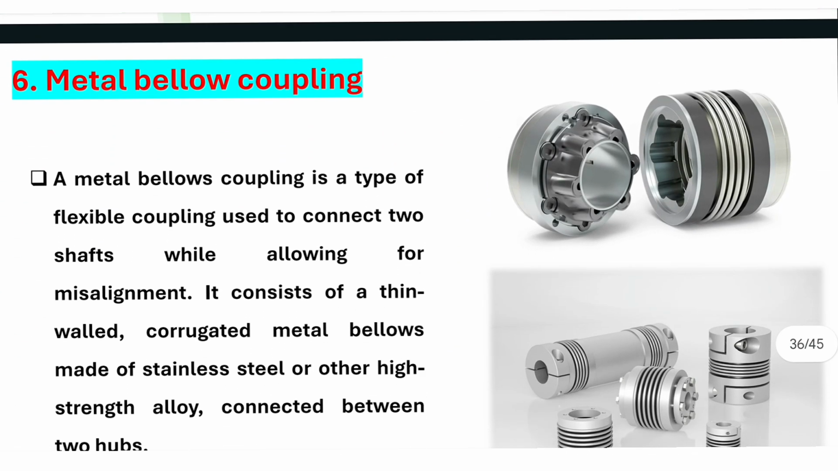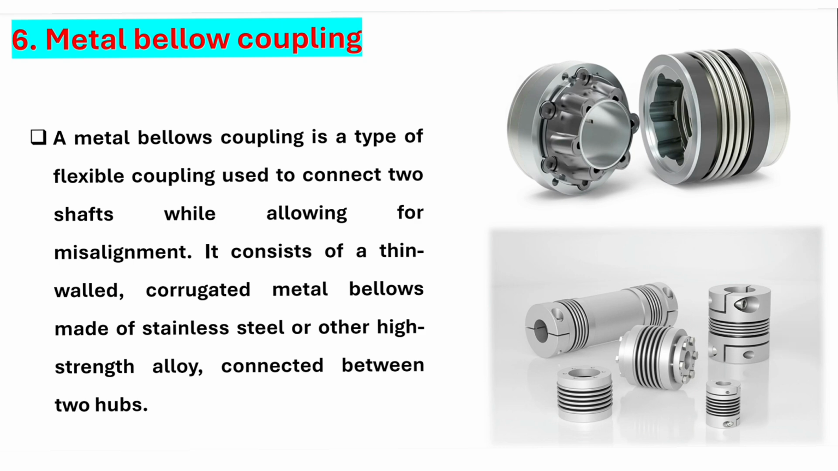Okay, metal bellows coupling. What is metal bellows coupling? So let's get started and see the metal bellows coupling. Okay, a metal bellows coupling is a type of flexible coupling used to connect two shafts while allowing for misalignment. It consists of a thin-walled corrugated metal bellows made of stainless steel or other high strength alloy connected between two hubs.